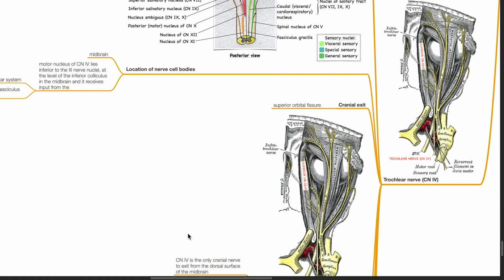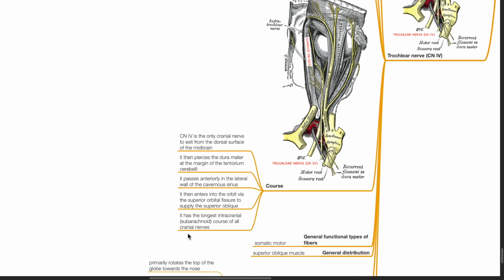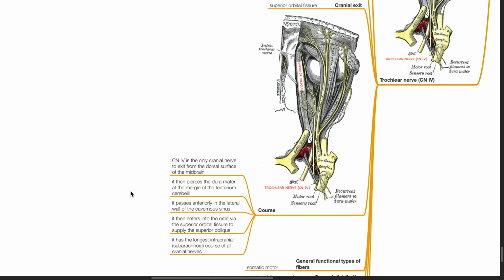It exits the cranium via the superior orbital fissure. Cranial nerve 4 is the only cranial nerve to exit from the dorsal surface of the midbrain. It then pierces the dura mater at the margin of the tentorium cerebelli. It passes anteriorly in the lateral wall of the cavernous sinus. It then enters into the orbit via the superior orbital fissure to supply the superior oblique. It has the longest intracranial subarachnoid course of all cranial nerves.